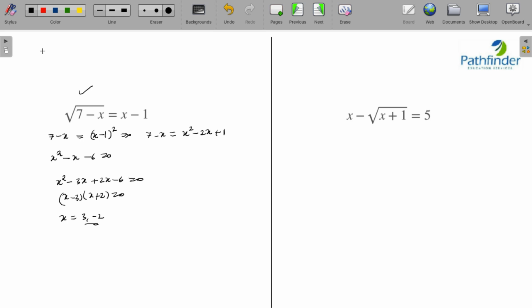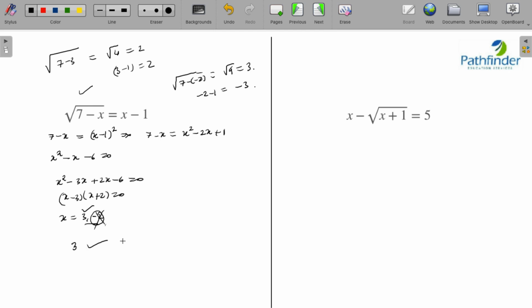For example, here, if I put the value of 3 as x, under root of 7 minus 3 on the left hand side will become under root of 4, which is equal to 2. And on the right hand side also we get 3 minus 1 is equal to 2. So this 3 is an acceptable value. But what about minus 2? If you put x as minus 2, on the left hand side you will get under root of 7 minus of minus 2, that is under root of 9, which is equal to 3. But on the right hand side you will get minus 2 minus 1, which is equal to minus 3, and hence this value is not acceptable. So the correct answer is 3.